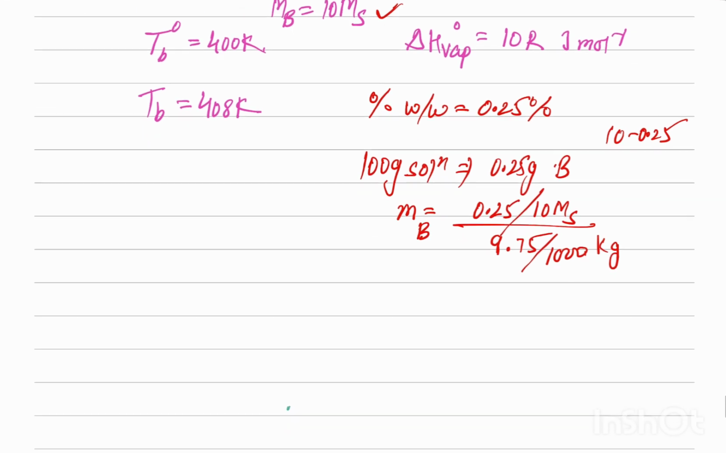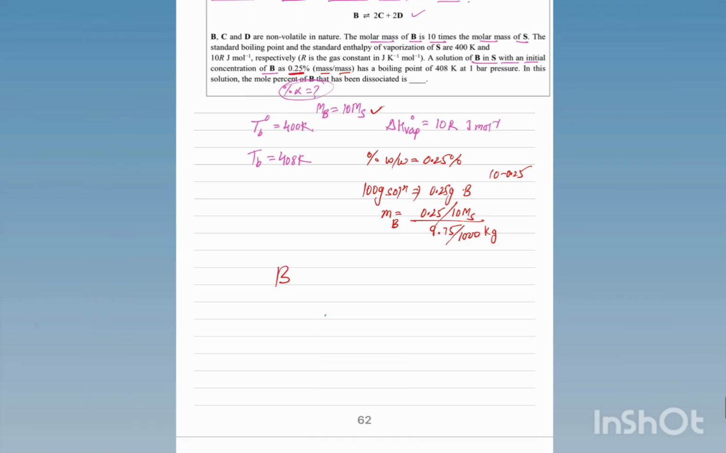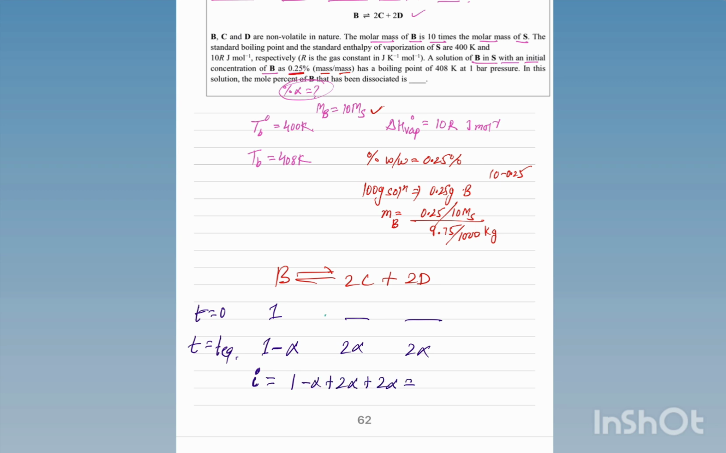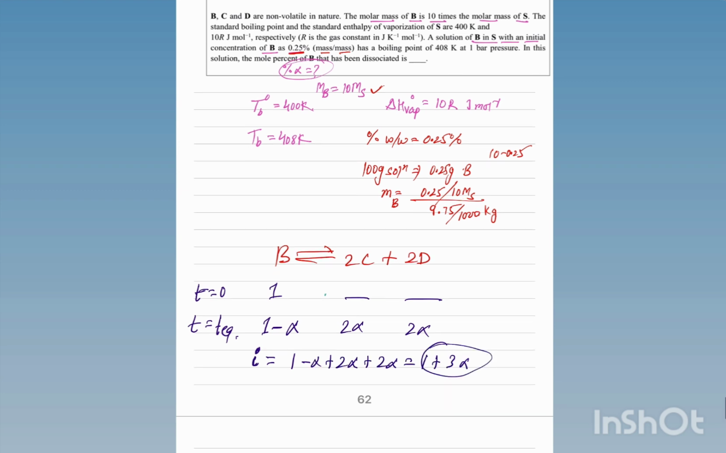Now if you see here, we have the equilibrium B giving 2C plus 2D. In this equation, if we assume that at time zero the concentration of B is 1 and the products are nothing, then at equilibrium 1 minus alpha will remain and alpha will have reacted. So the total van't Hoff factor i will be equal to 1 minus alpha plus 2 alpha plus 2 alpha, which is equal to 1 plus 3 alpha.